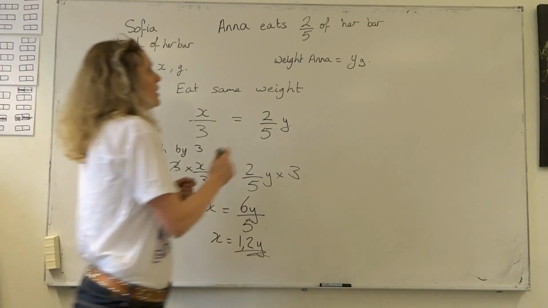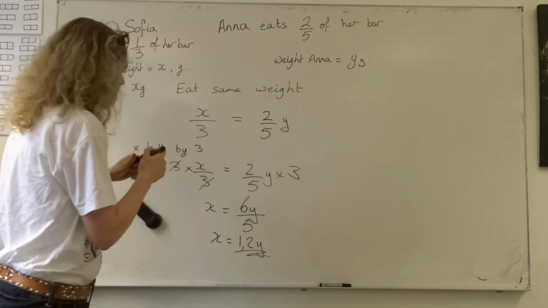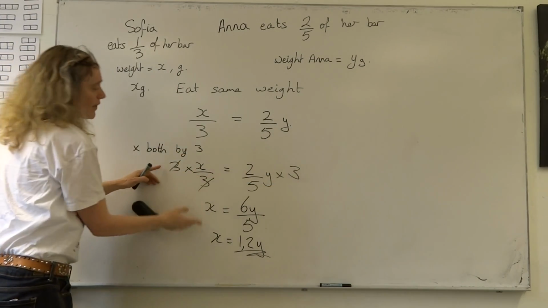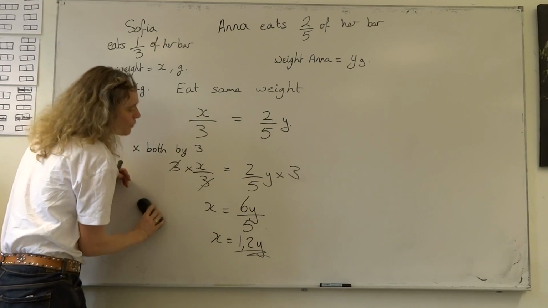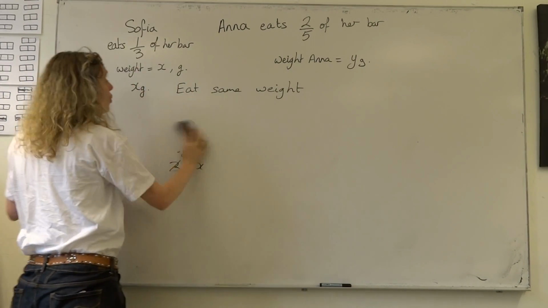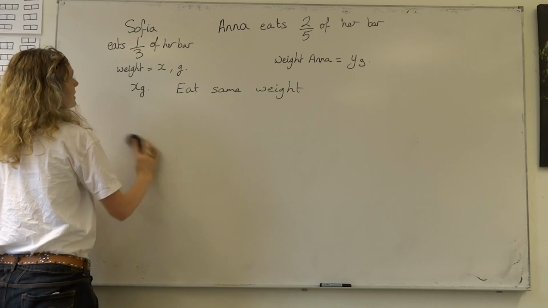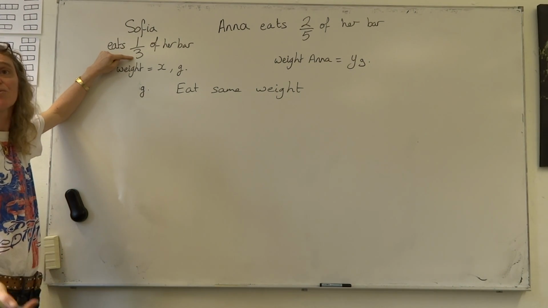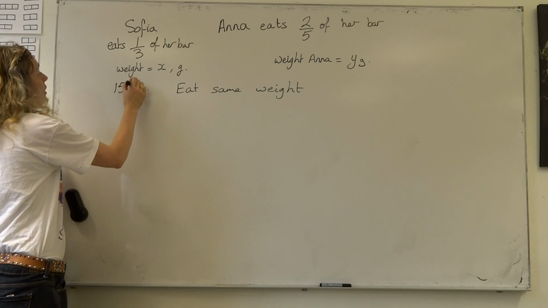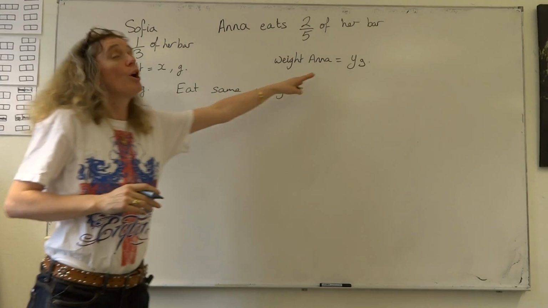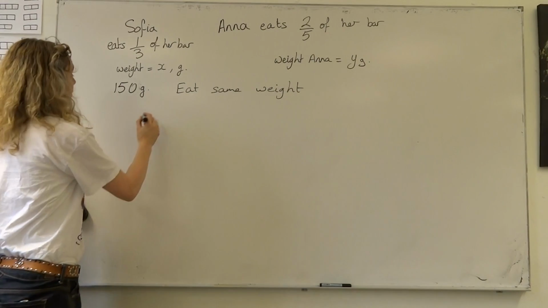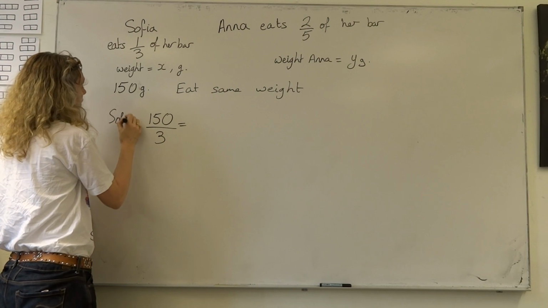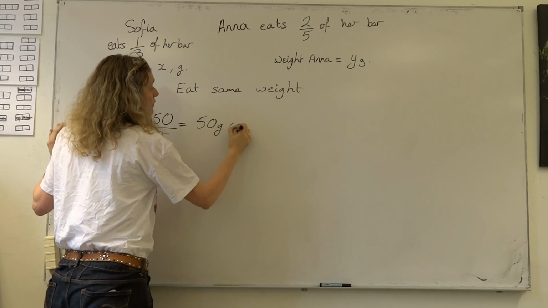Another way of doing this question is, let's take an easy number. Do you get this one, the algebra way? It's actually quite easy. Set up your equation like that, manipulate both sides, you get 6/5 of Y. But another way, and it would give you almost as many points, if not exactly the same points, let's say that instead of X, let's take an easy number that divides by 3 that's reasonable for a bar of chocolate. For example, 150 grams. We don't know what hers weighs yet, but we know that 150 grams divided by 3 would mean that Sophia would eat 50 grams of chocolate.